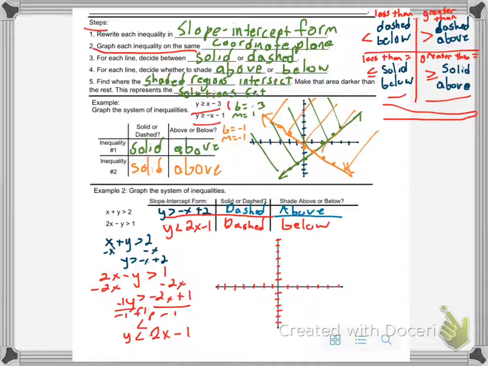And so we see that it's crossing in this section right here. So we're going to color that in darker. So every answer in that section will satisfy our systems of equations.